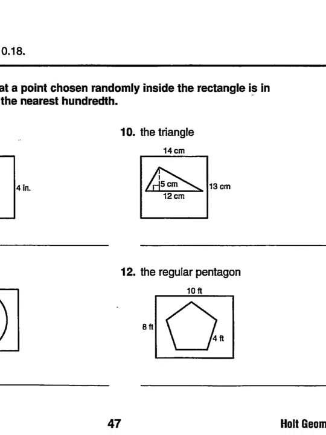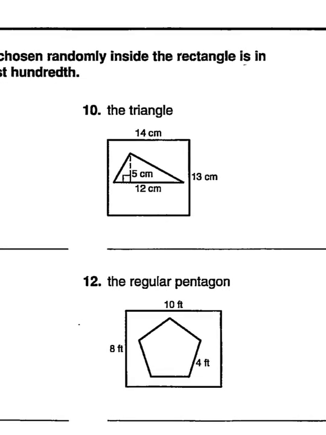All right, moving on to question 10. We have a triangle within a rectangle, and they want to know the probability of choosing a point within the triangle. So you would do the triangle over the rectangle. You're going to do 1/2 base times height for the triangle, right? So 1/2 times 5 times 12 over the area of the entire rectangle, which you would just do 14 times 13. When you put that in the calculator, you end up with 15 over 91, which is 0.16. They wanted us to round to the nearest hundredth, so it would be 0.16.